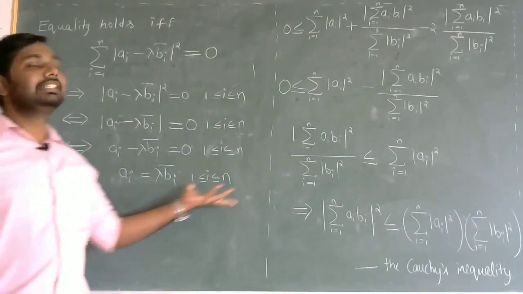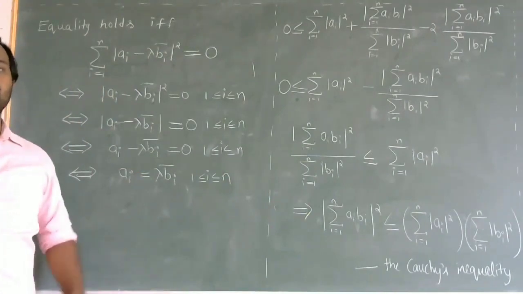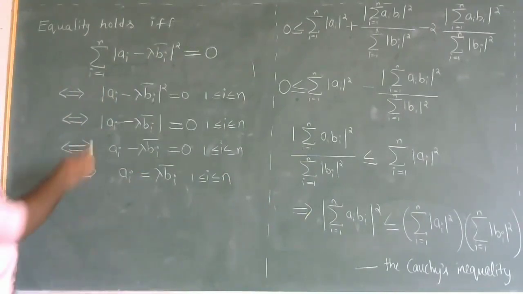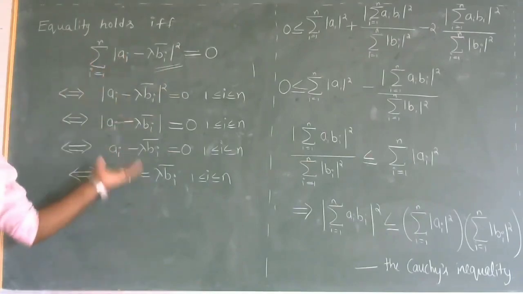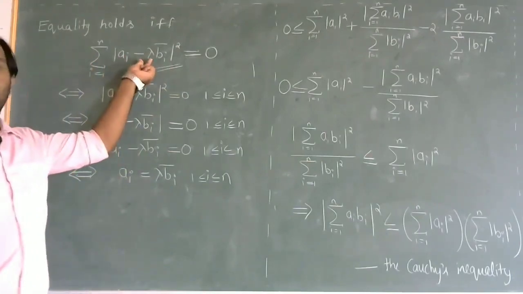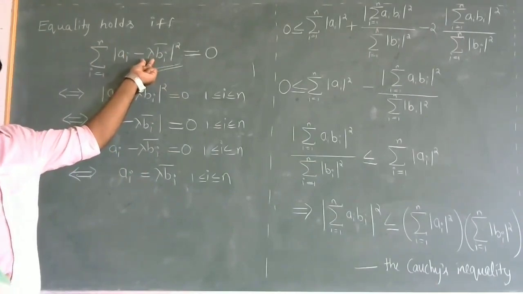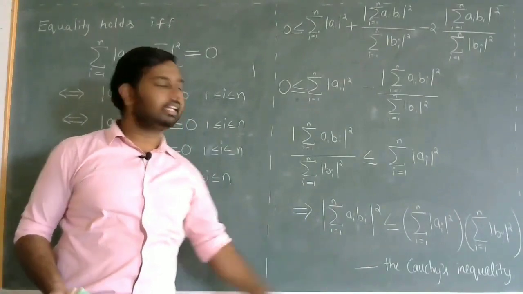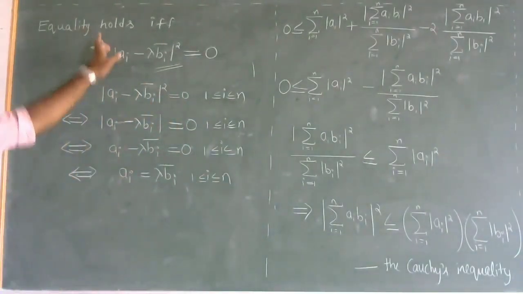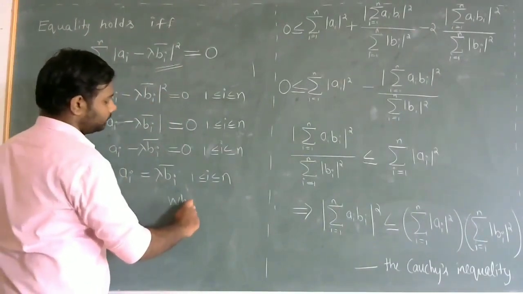So this is the second method of getting Cauchy's inequality, where we started with this quantity and simplified it for any variable lambda, and finally taking some fixed value for lambda, we got the inequality. And equality holds if this is true, where lambda is any.